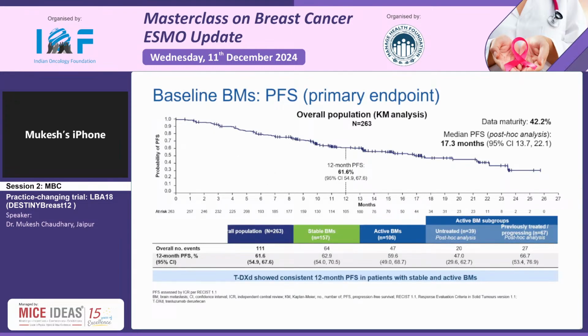Then we see the data analysis at a time of around 15 months. The 12-month PFS is 61.6% in the overall population. In stable brain mets patients it is 62.9%, while in active brain mets patients it is 59.6%. TDXD shows consistent 12-month PFS in both stable as well as active brain mets patients.